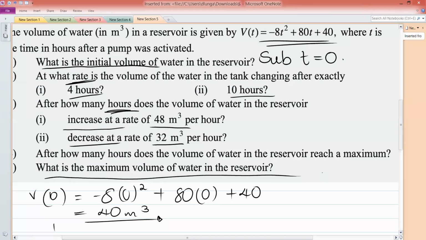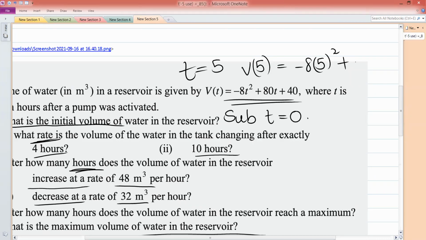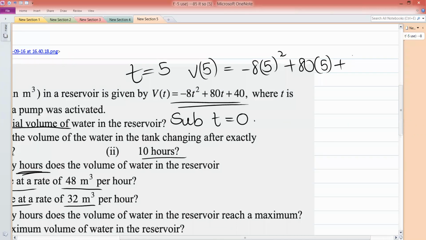Now, what is the actual maximum volume here? For the maximum volume, you would take that T equals 5 and plug it in here. So T equals 5. So V of 5 equals negative 8 times 5 squared plus 80 times 5 plus 40. Okay, let's work that out. Negative 8 times 5 squared plus 80 times 5 plus 40.